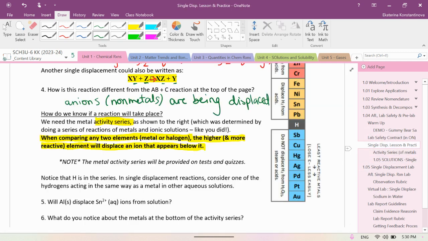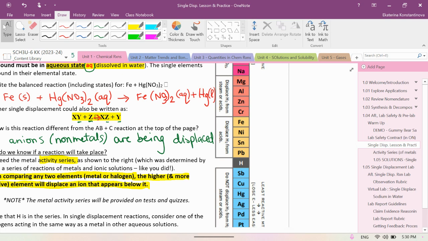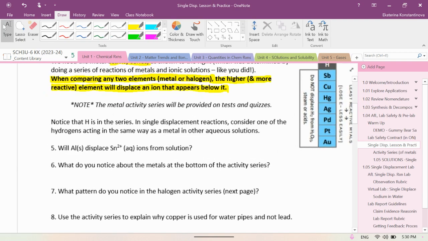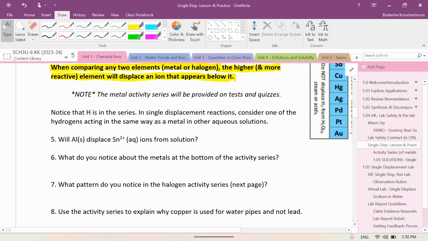So let's go back to the note. You also will notice here I've provided you a bit more of a detailed activity series of metals, but it also goes from least to most reactive. This is for metals. We'll come back to using that later. The metal activity series will always be provided on tests and quizzes. It's always on the back of your periodic table, which you get. Reminder, notice that hydrogen is in the series. And remember, hydrogen is a nonmetal, but it can displace metals.